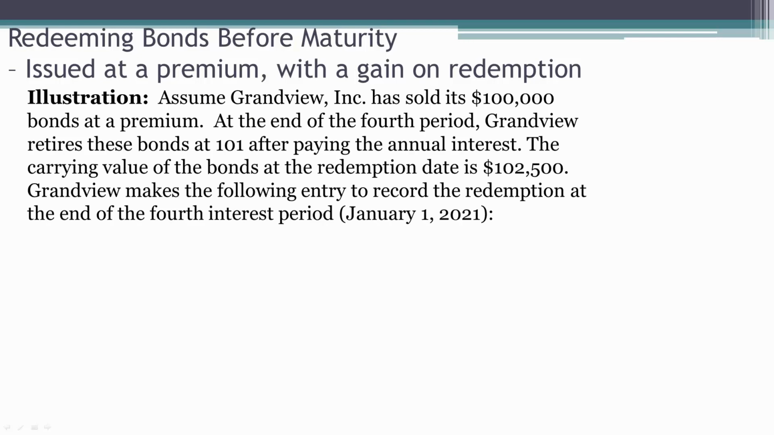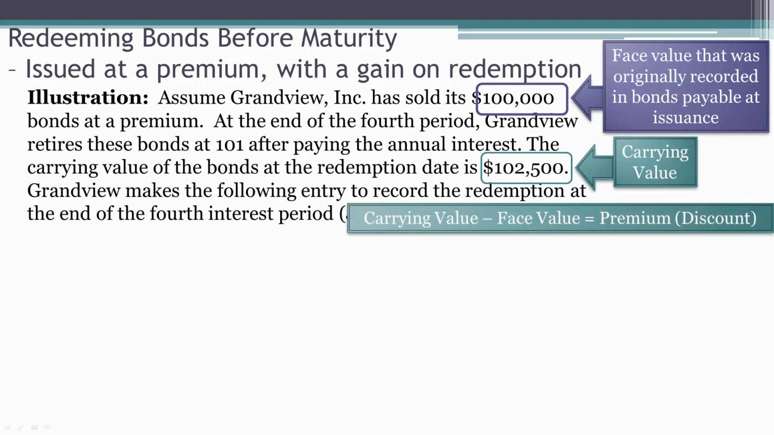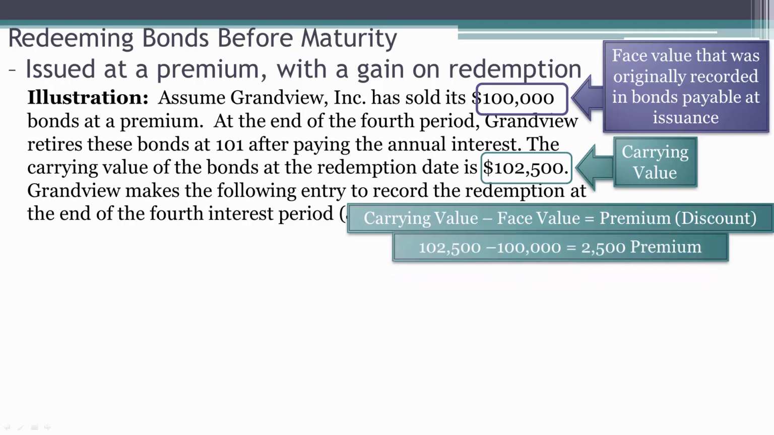Now let's look at another example. In this example, we still have our $100,000 face value of the bond, but now the carrying value is $102,500. And so by comparing the carrying value to the face value, we can see that this bond has a $2,500 premium that is still remaining on the bond.